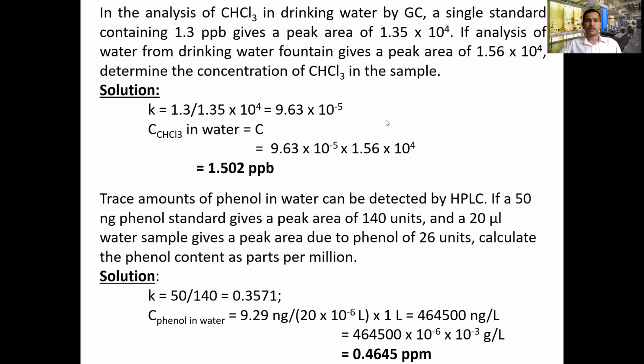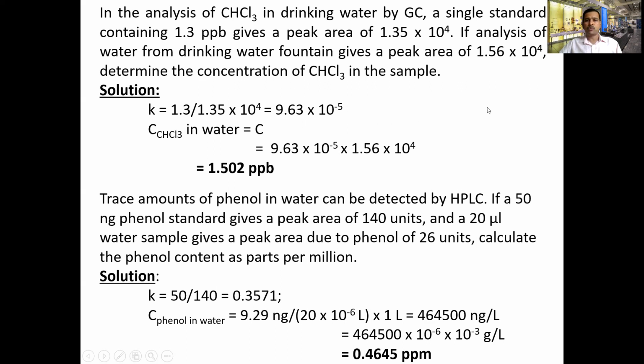This is the problem. So here also, standard chloroform was taken and it was injected into the gas chromatographic column, and the signal obtained by the instrument has been noted, that is 1.35 × 10^4. The concentration of the standard was 1.3 ppb. Calculate the value of K. So K can be calculated as C, which is 1.3 ppb, divided by the detector signal, 1.35 × 10^4. So the value of K is 9.63 × 10^-5.